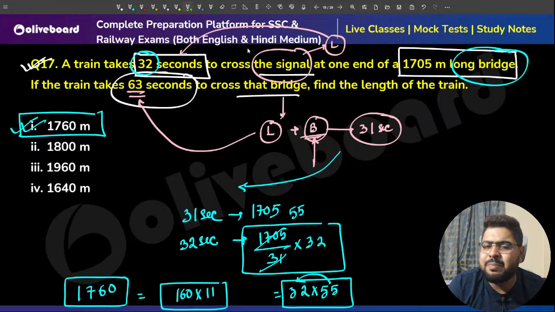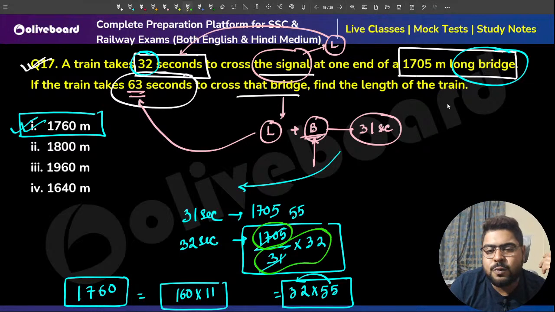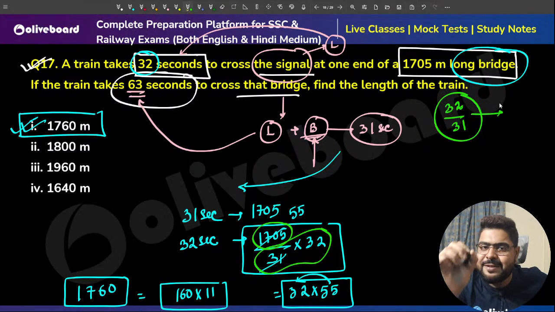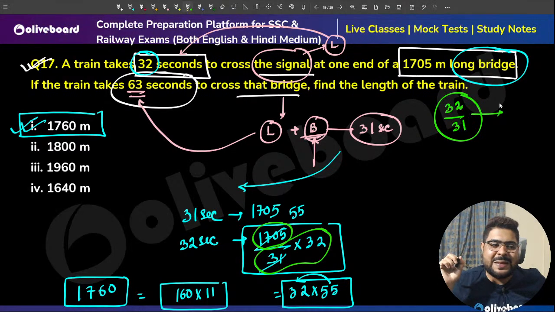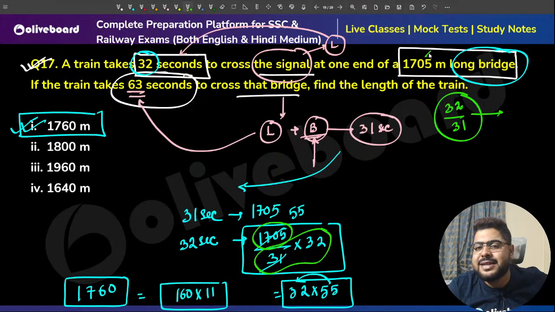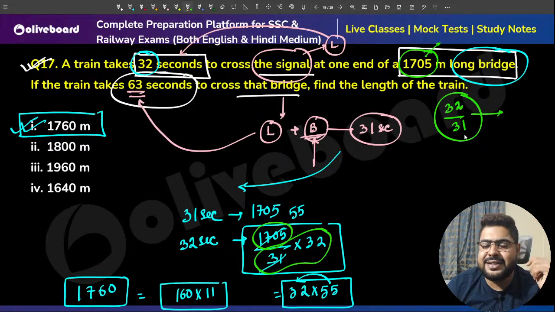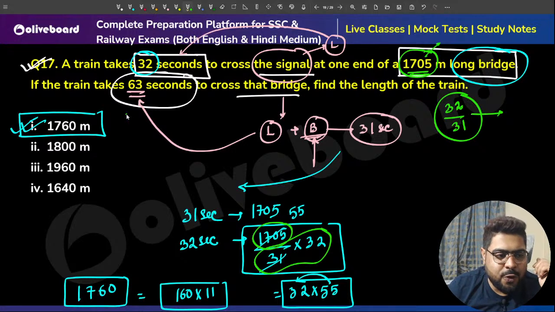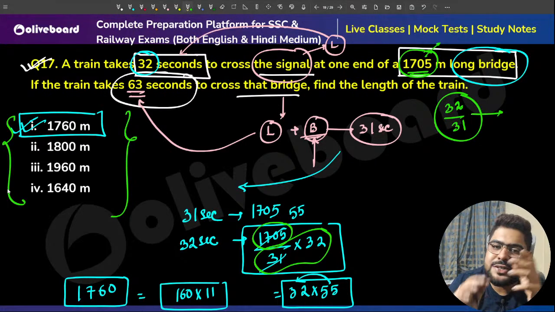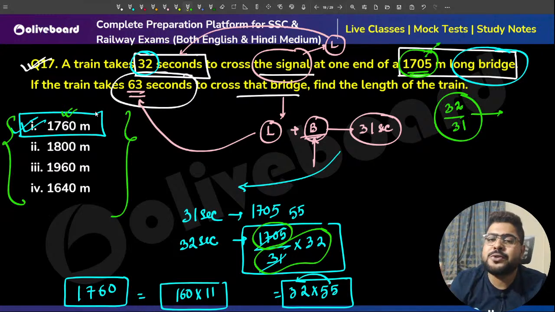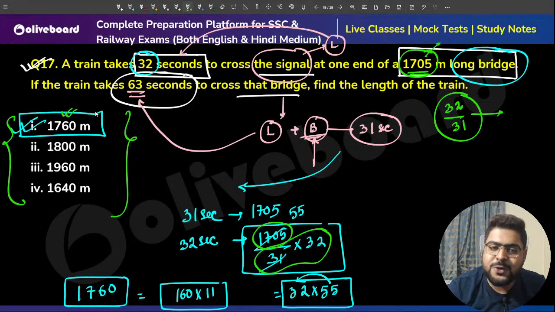Another, should I give you one very simple method? Sir, it's very simple. The multiplying factor of 1705 is 32 by 31, which is very, very close to 1. That means my answer will be just greater than 1705. So look for the options. Which option is just greater than 1705? Only this option. That will be your answer. You do not need to do anything.